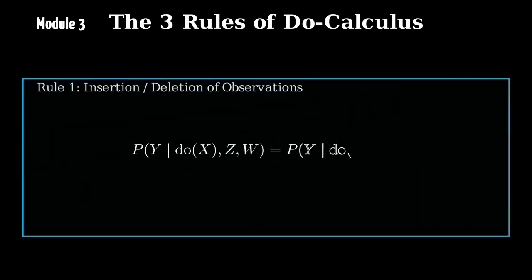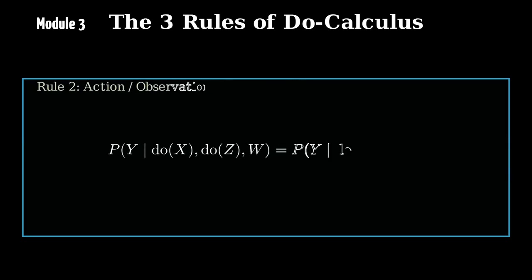Rule 1 deals with inserting or deleting passive observations. If we are intervening on x, and observing an extra variable z gives us absolutely no new information about our outcome y, then z is entirely irrelevant. We can mathematically erase z from the conditioning set.